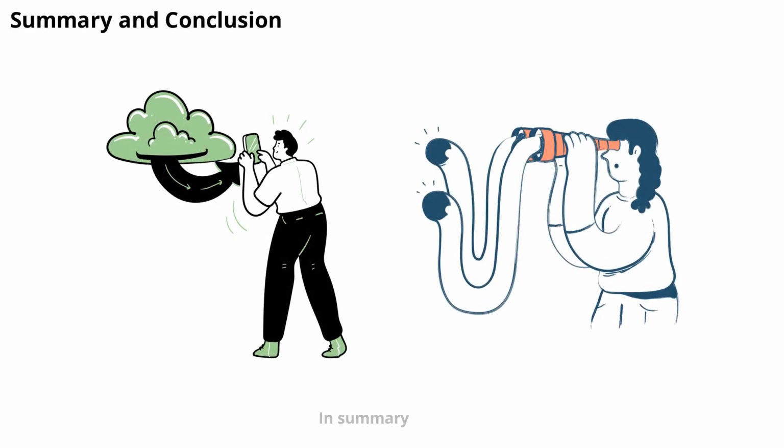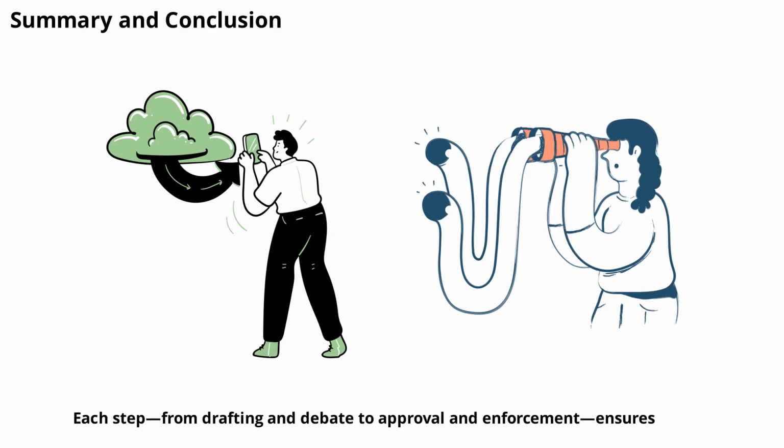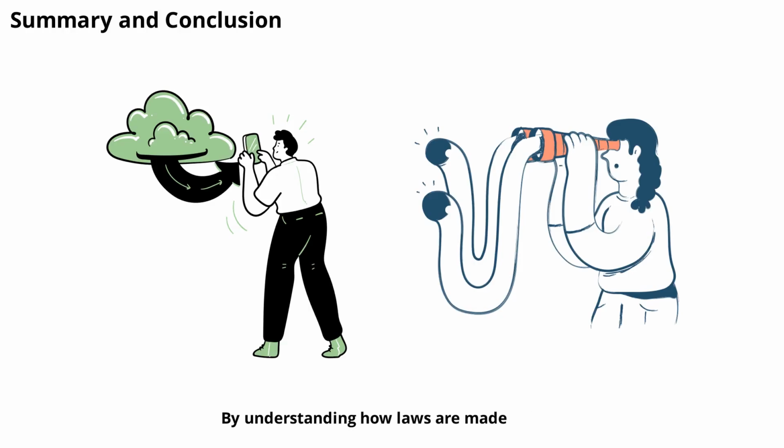In summary, the journey from idea to law is a complex but essential process. Each step, from drafting and debate to approval and enforcement, ensures that laws are carefully considered and serve the public good. By understanding how laws are made, we can better appreciate the importance of participation, transparency, and accountability in our democracy. The next time you hear about a new law, you'll know the many steps it took to get there.